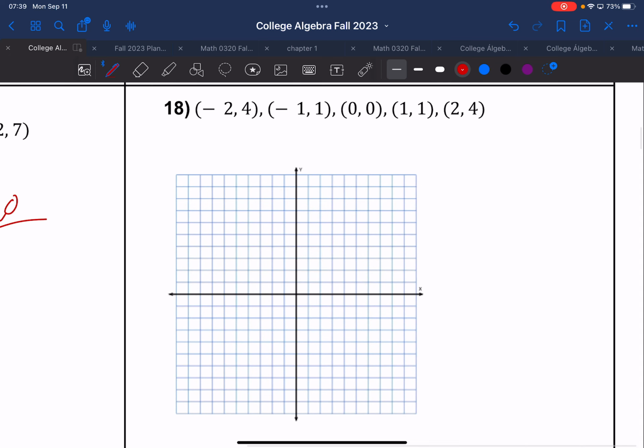Okay, and then lastly, plotting these points, -2, 4, -1, 1, 0, 0, 1, 1, and 2, 4. Is that linear? No. What is that called? Quadratic. So this is not linear, but this is quadratic, and we will talk about that not until the next unit.